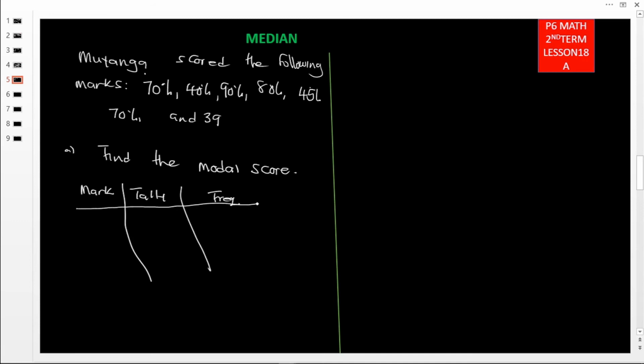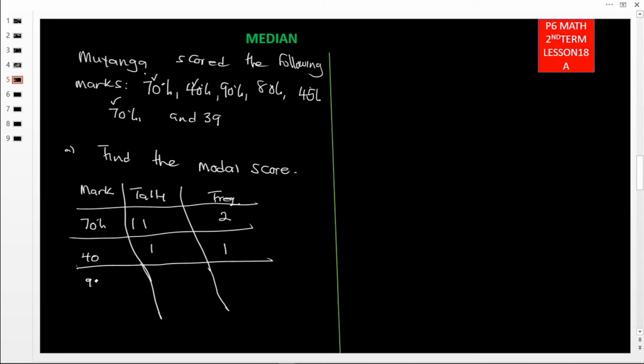Are we together? Okay, so what is our first mark? Let us go with a 70%. Then how many 70s? We have this one, that is tally 1. We also have this one, those are 2 tallies. What is the frequency? Frequency becomes 2. Then from there we go to 40. How many 40s? We have this one 40, that is 1 tally. Do you have any other 40? No. So frequency 1.